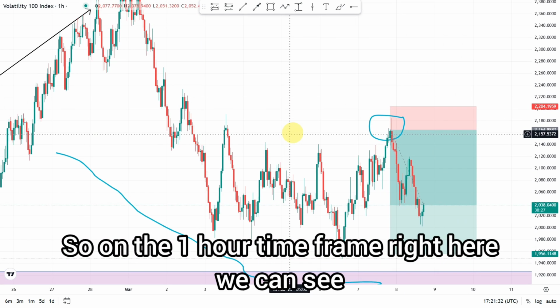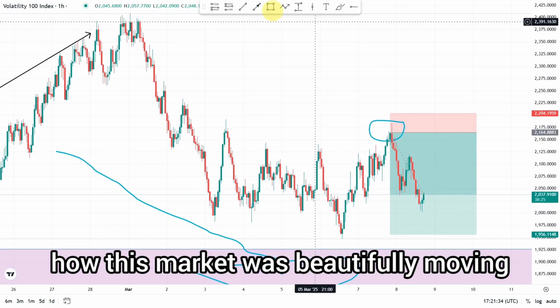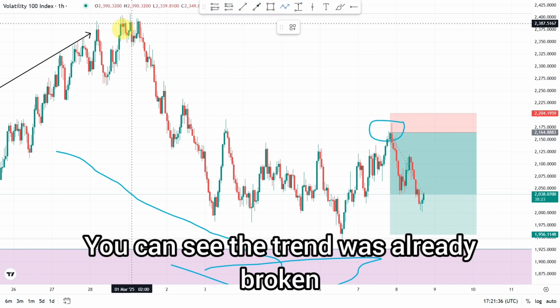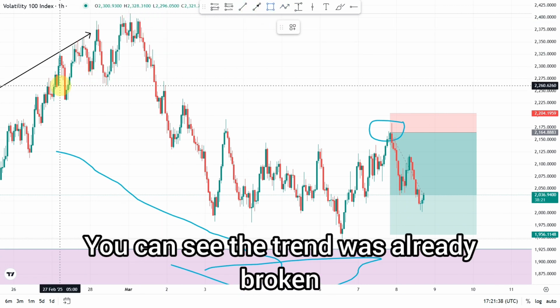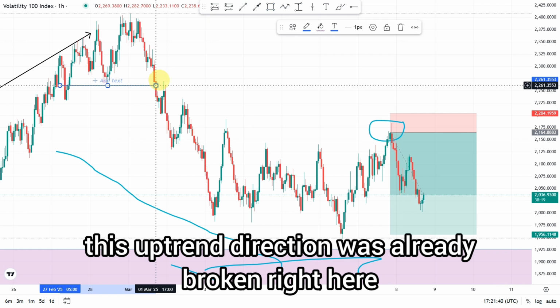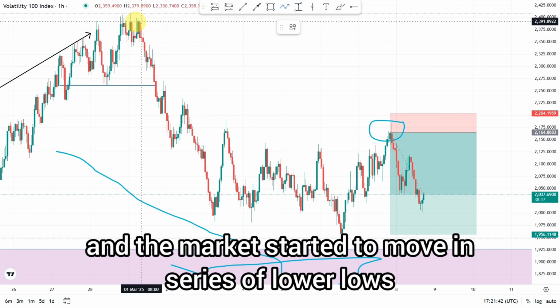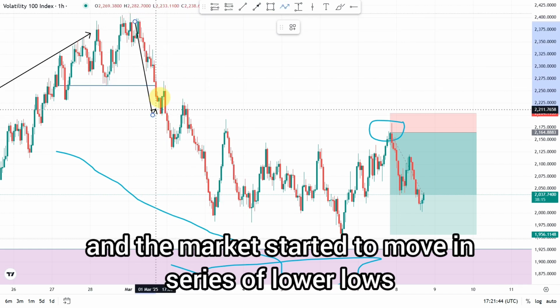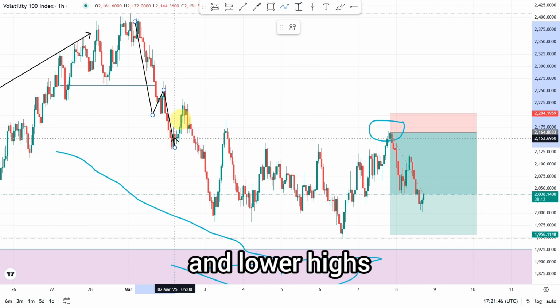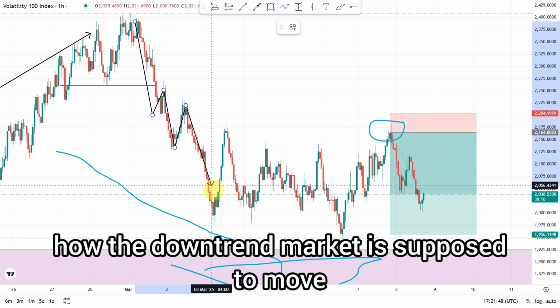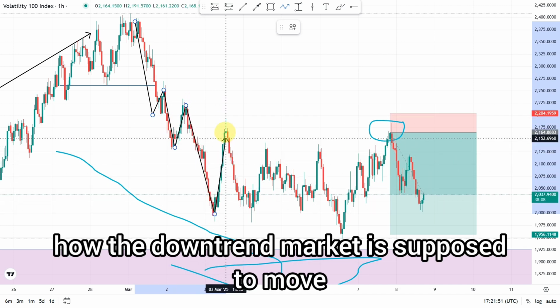So on the 1 hour time frame right here, we can see how this market was beautifully moving. You can see the trend was already broken. This uptrend direction was already broken right here, and the market started to move in series of lower lows and lower highs. Just a typical way of how the downtrend market is supposed to move.